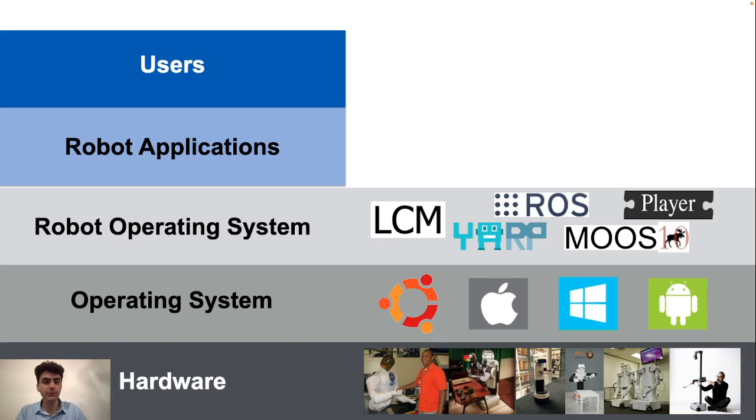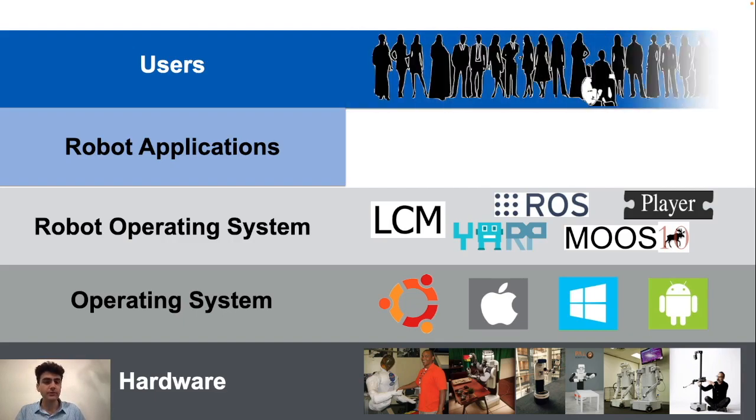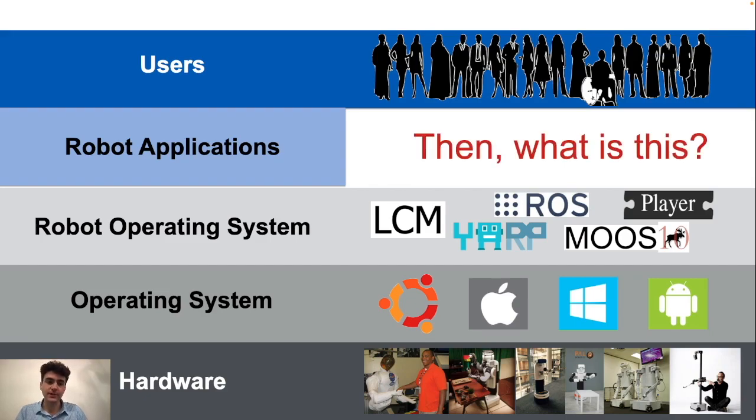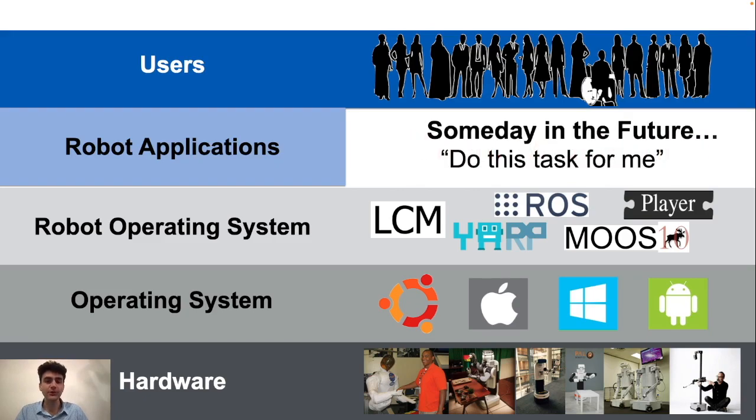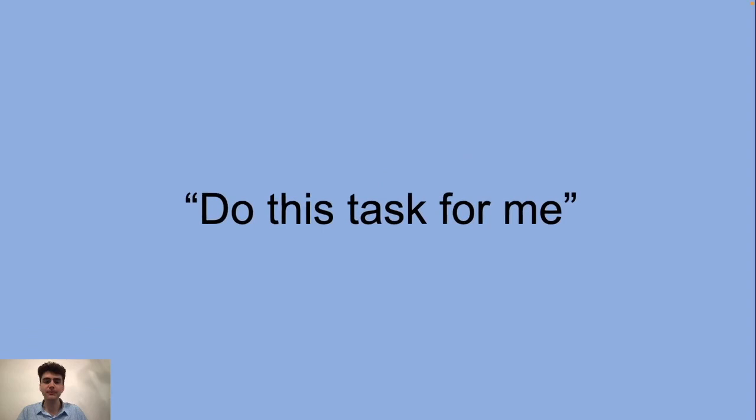And on top of the robot operating system is how the users actually can run applications, right? The user would interact with a robot app, if you will, to perform some task that's directed by the user, and that robot application then would interface with the robot operating system. And so the question then is, what is this notion of a robot application, right? When we say do this task for me, what does that really look like?